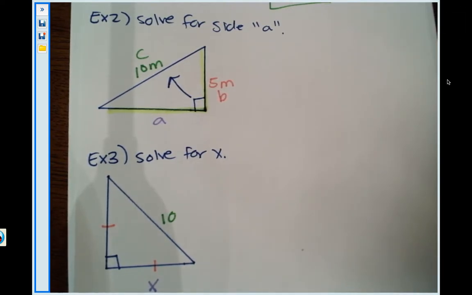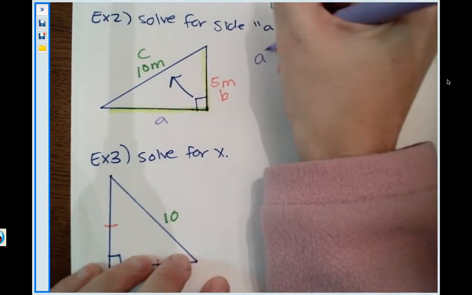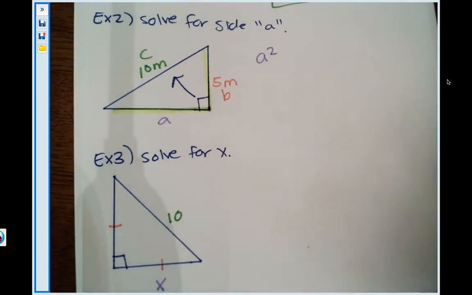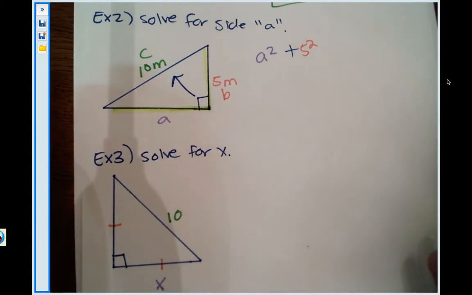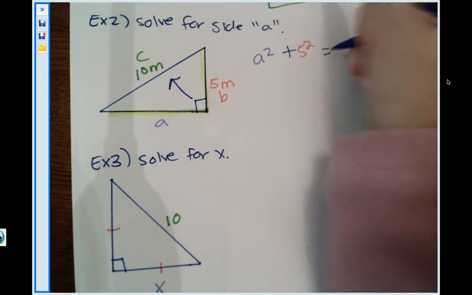But anyway, so let's set this up. So it's going to be my A squared, which I don't know. So A squared plus my B squared. So my 5 is the B, so that will be my B squared. So it'll be 5 squared, plus my C squared, which, what's the C? It is the 10. So equal the 10 squared.